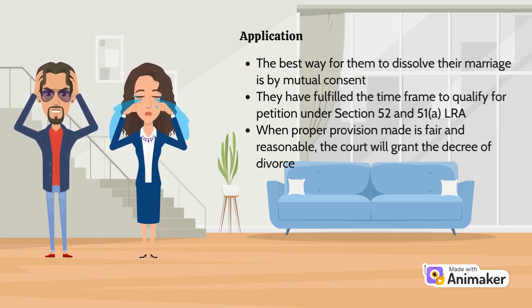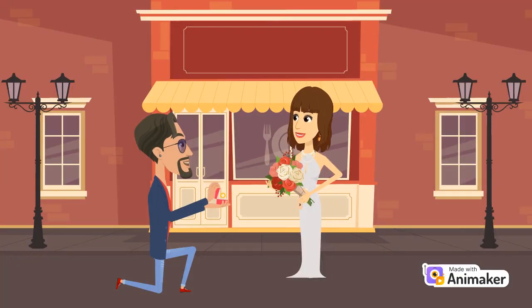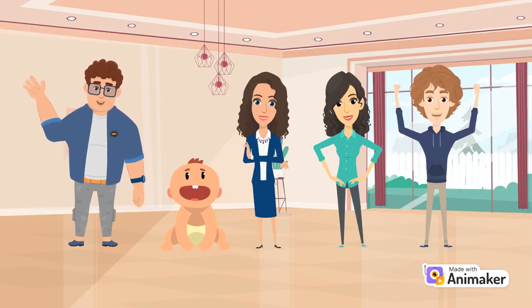To apply this ground of divorce, free consent from Raj and Sheila is needed. Proper provisions need to be made for Sheila and the support, care and custody of their children. Raj and Sheila can reach an agreement together to dissolve the marriage as there is no more understanding between them and send the petition to the court. When the proper provision made is fair and reasonable, the court will grant the decree of divorce. By doing this, Raj then can marry Nadine. And Sheila, on the other hand, will get her rights fairly and live happily with her children.